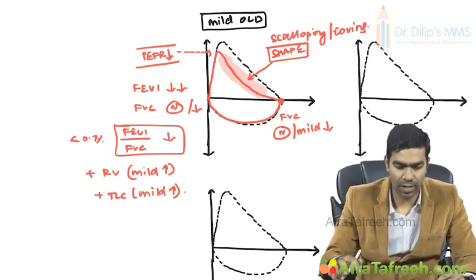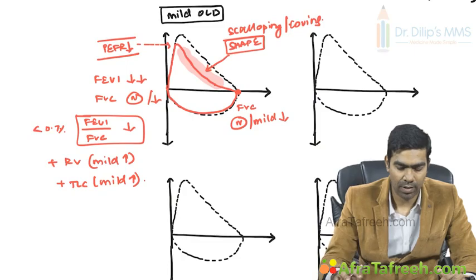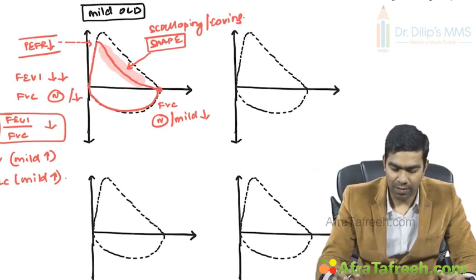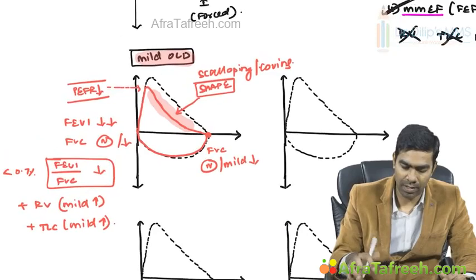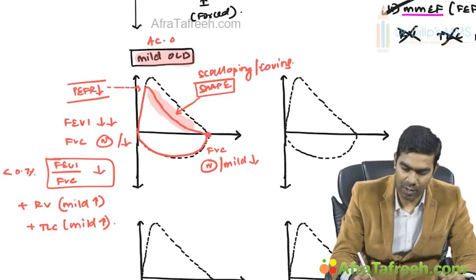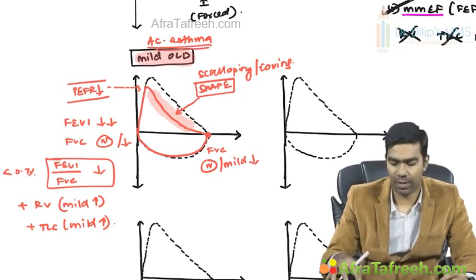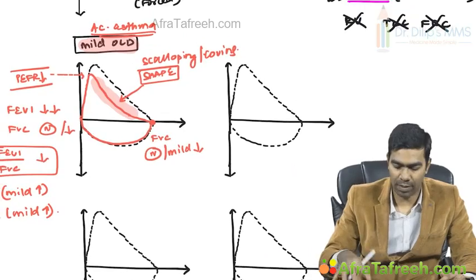So both are different entities that you have to understand. Clear? So these are the findings of a mild obstructive lung disease. The classical example, if somebody asks you where you are going to encounter this mild obstructive lung disease, is a typical example in an acute asthmatic attack. Very, very classic acute asthma. That's where you are going to find this kind of PFT.